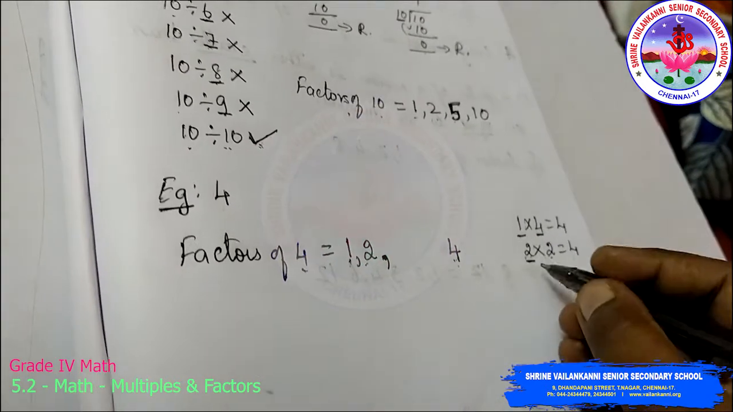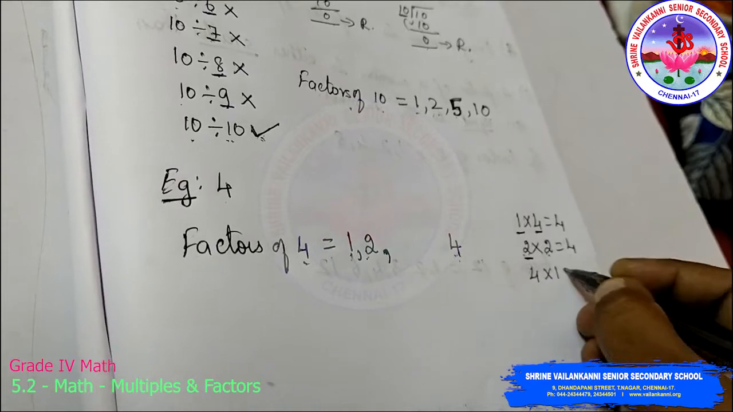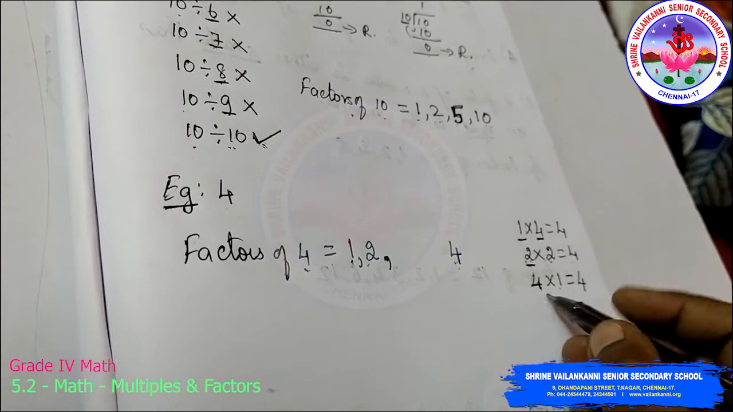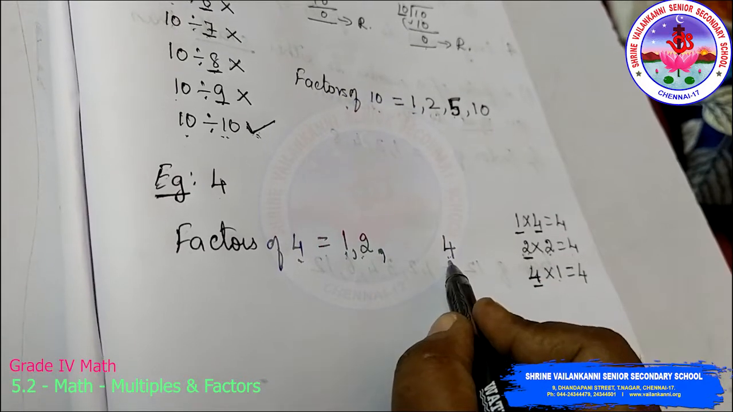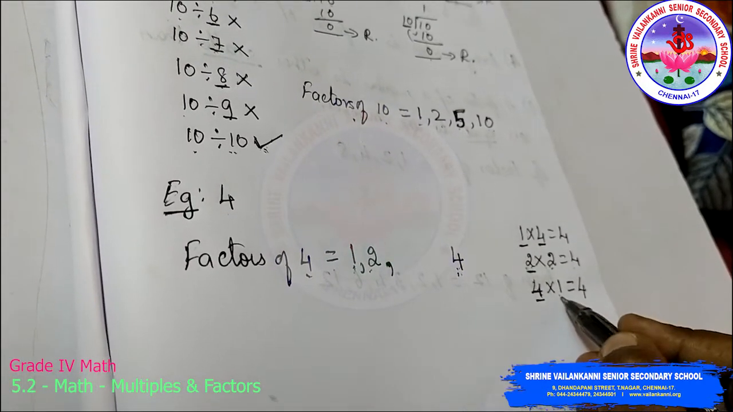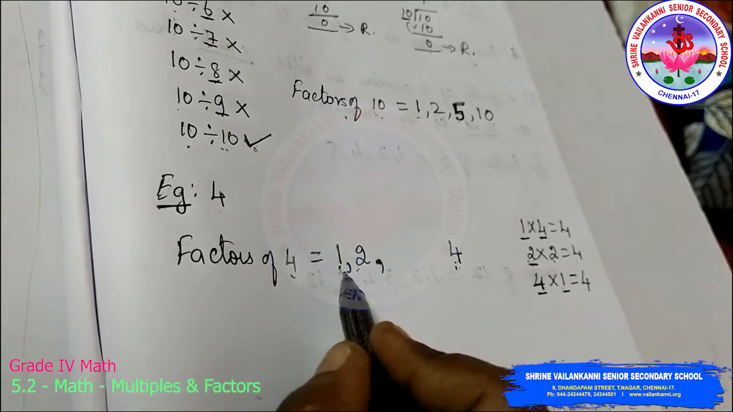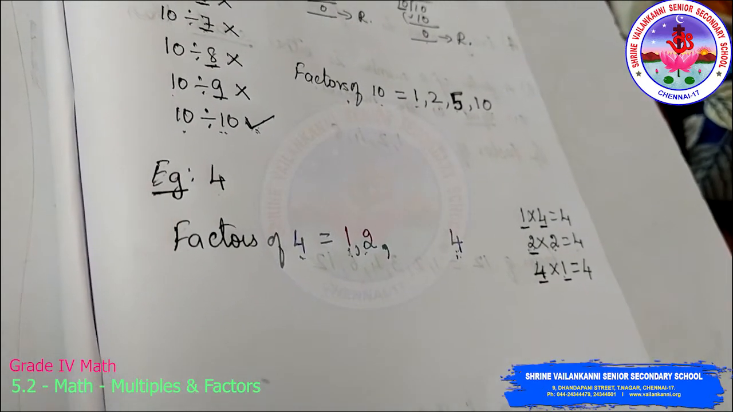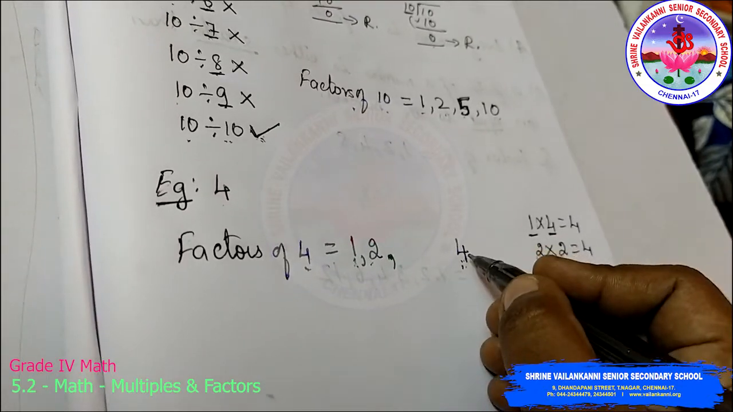We will get 4 into 1. In the 4 table, 1 time you will get 4. So this 4 I have already written here, and this 1 is already written here. So only one time you can write when it is repeated. Okay. So what are the factors?